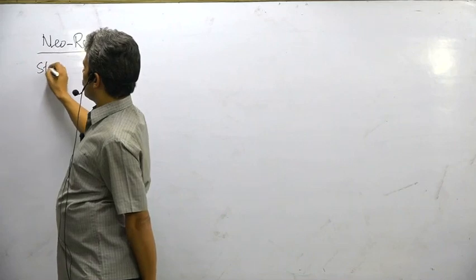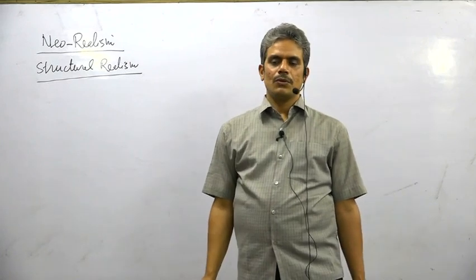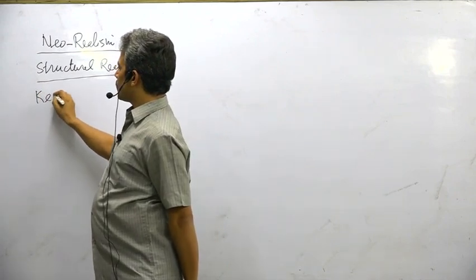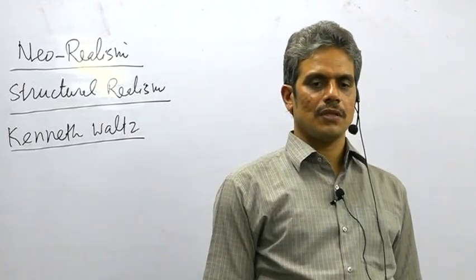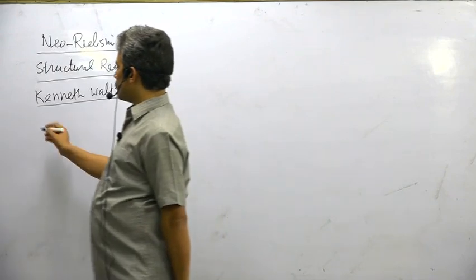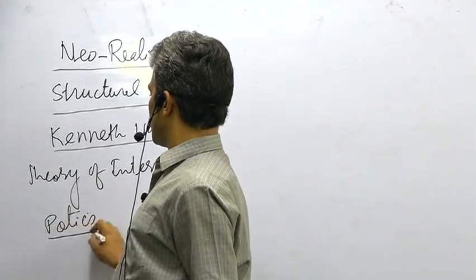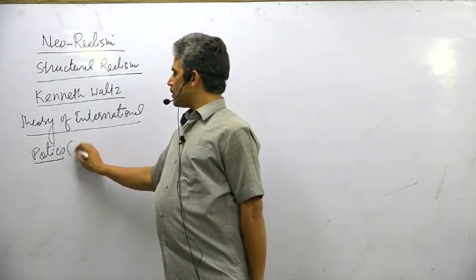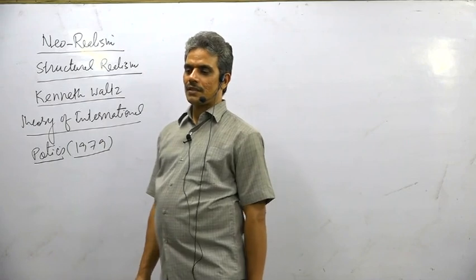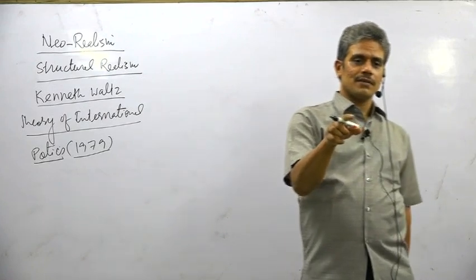The second heading is neo-realism, which is also known as structural realism. The propounder of structural realism is Kenneth Waltz, and Kenneth Waltz wrote a book, Theory of International Politics, and look at the year, 1979. Theory of International Politics was written in 1979. However, Morgenthau's Politics Among Nations was written in 1948.